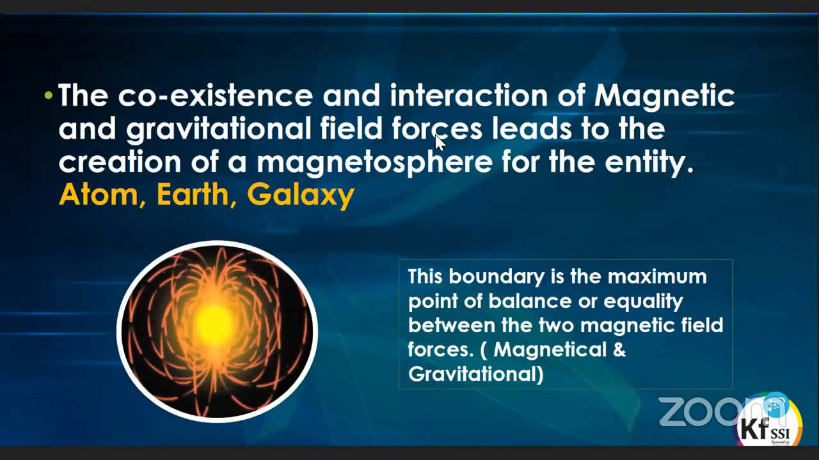And when we look at the coexistence and the interaction of these magnetic and gravitational field forces, it leads to the creation of a magnetosphere for the entity. So when we look at that atom, it has its own sort of magnetosphere. The Earth has its magnetosphere that we can see. So would our solar system, so would the galaxy. So everything is the same. It's just the scale and the different field strengths. And this boundary is the maximum point of balance or equality between the two magnetic forces, magnetical and gravitational, which creates our magnetosphere.